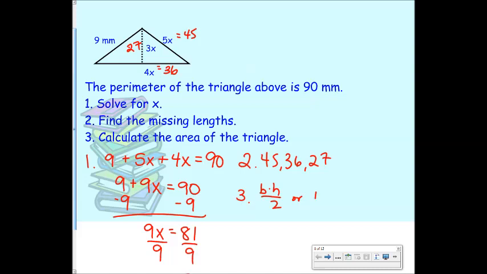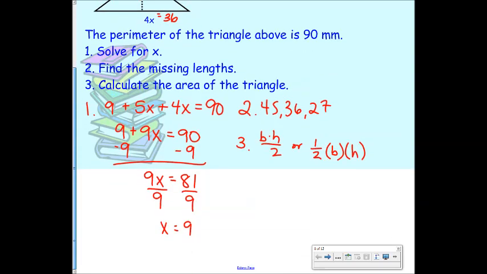Half BH. Does it matter which one you use? No, I think it's easier to use the fraction one because then you can make a smaller number. So that's the one I always use. So 36 is our base, 27 is our height. What is half of 36? 18. So I'm going to do 18 times 27.